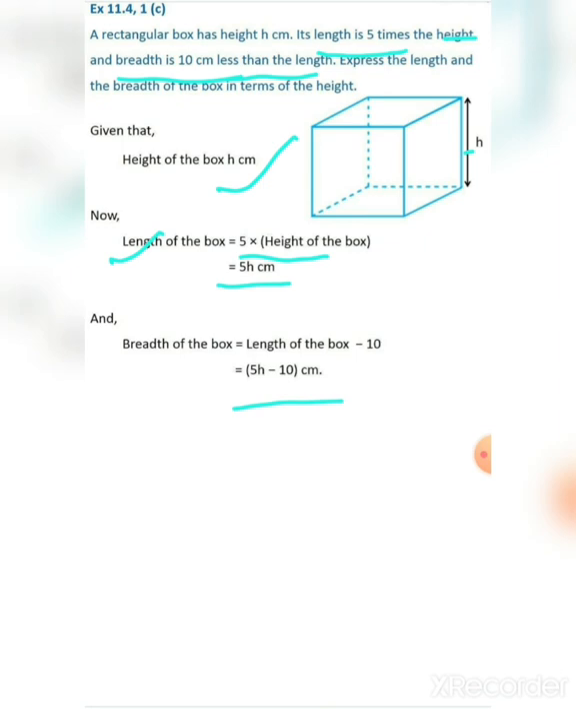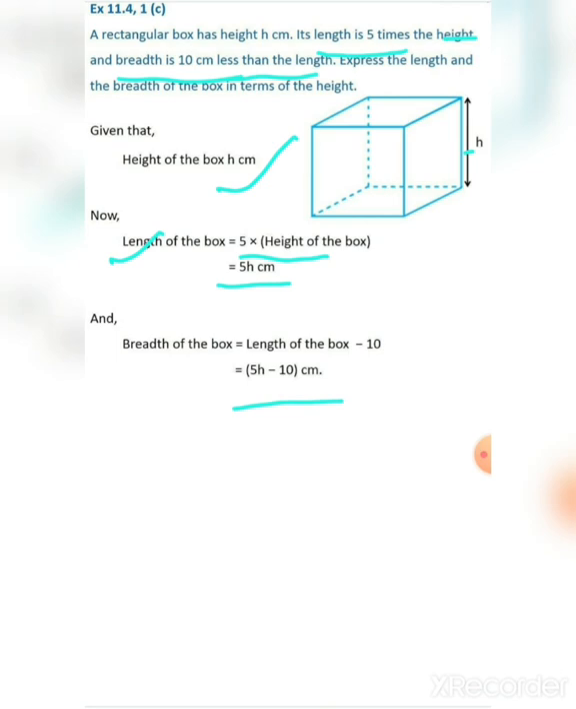This is a rectangular box, not a cuboid, not a cube. This is not a square box. This is a rectangular box. So it is having all sides different. Length is different, breadth is different, and height is also different. So by this method you can find out the length and breadth of the box. If one element is given, you can find out the rest.